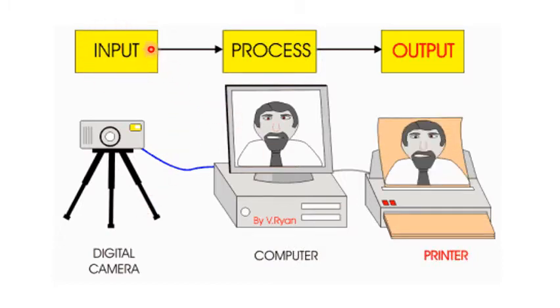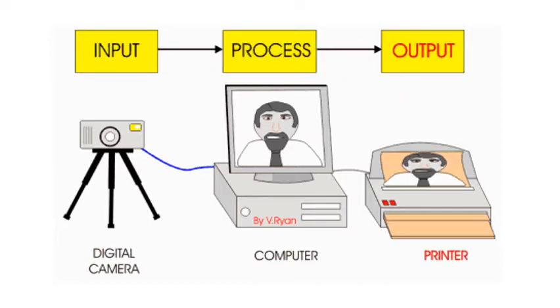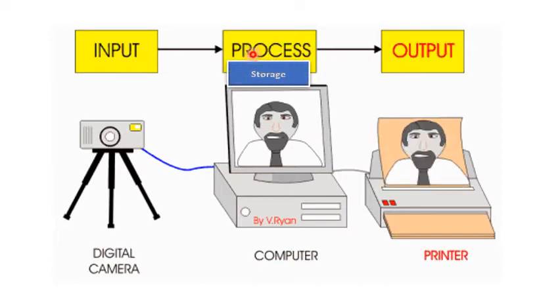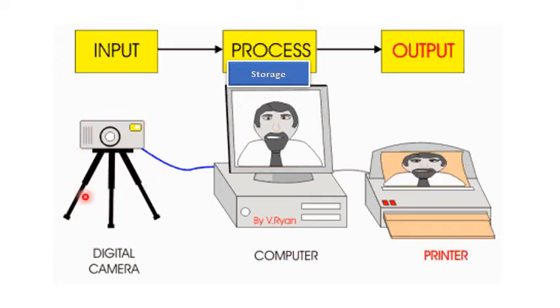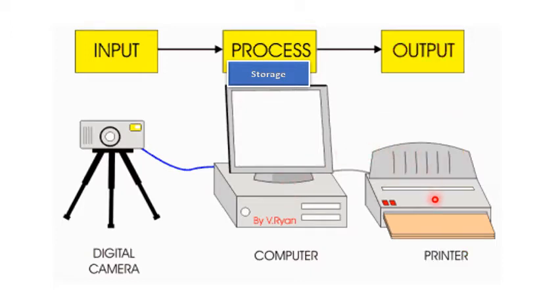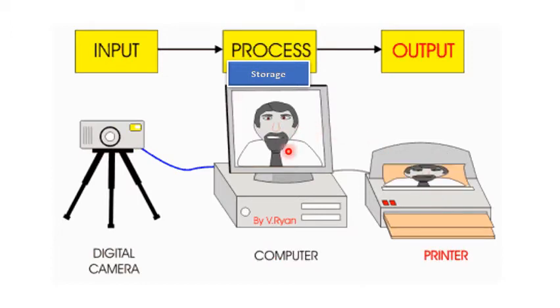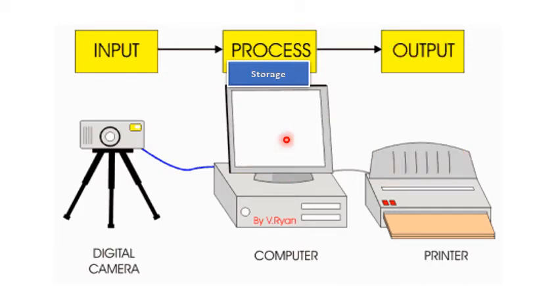Now, as we have learned on the previous slide, the computer works on 4 steps, including input, process, storage, and output. So let's add another step here, and that is storage. Why have we kept it here? Because once the camera has captured the picture, it is being processed in the computer. It is taken out by the printer. But once it is taken out by the printer, it is still there in the memory and the storage of the computer until we delete it.